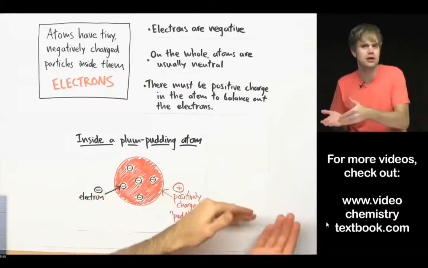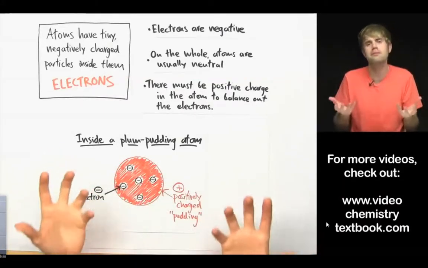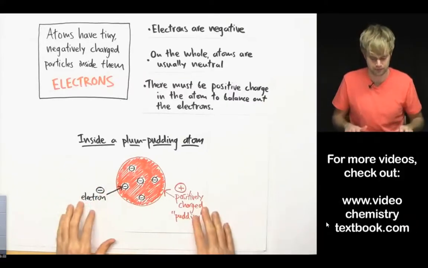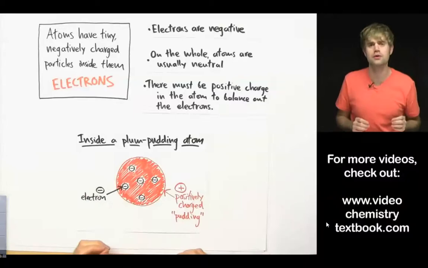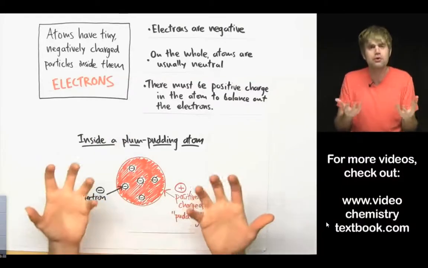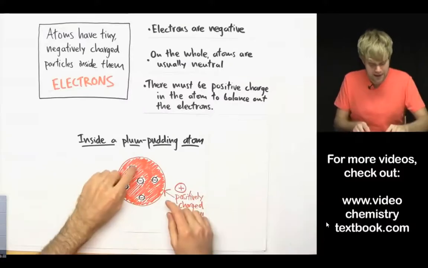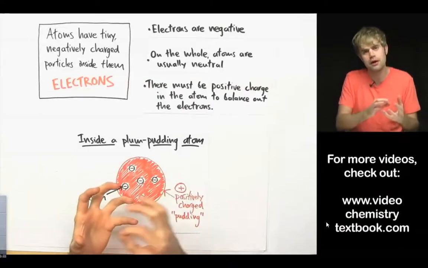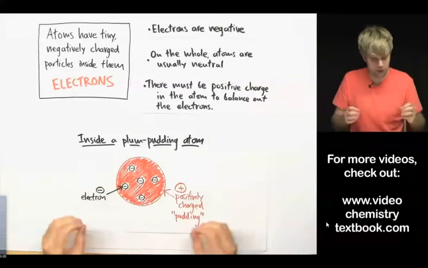Now, plum pudding is kind of a British thing, so if you're American, it might be better for you to think about this as like the blueberry muffin model. And here's how it works. Thomson imagines that the atom is like a blueberry muffin, and that electrons are stuck in this atom the way blueberries are stuck in a blueberry muffin.